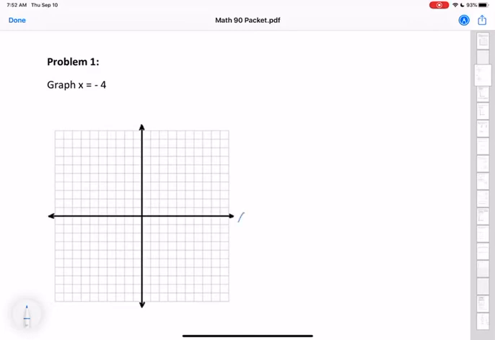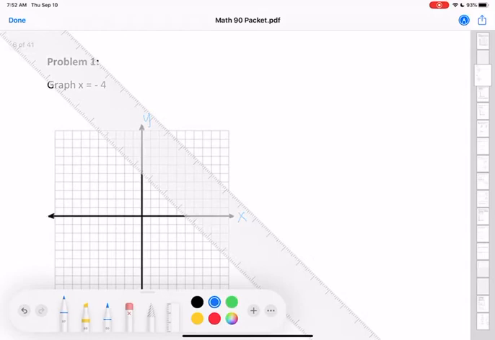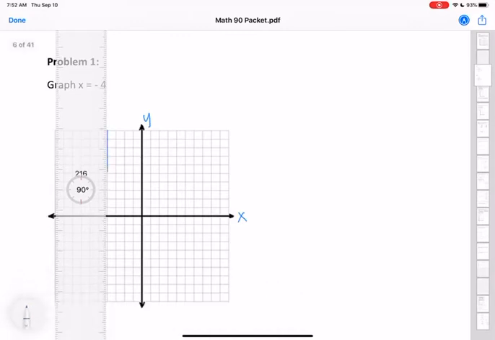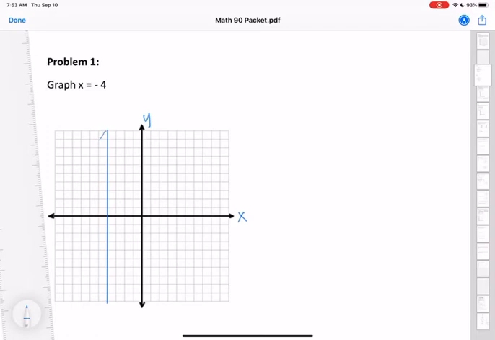All right, so I have my x and my y, and I'm going to -4. So I'm going to go to x to the -4. Remember, anytime it's x equals something, it is a vertical line. So I'm going to go over to -4 and just make a nice big vertical line and put little arrows on the ends to show that it keeps on going. So I went over to -1, 2, 3, 4.